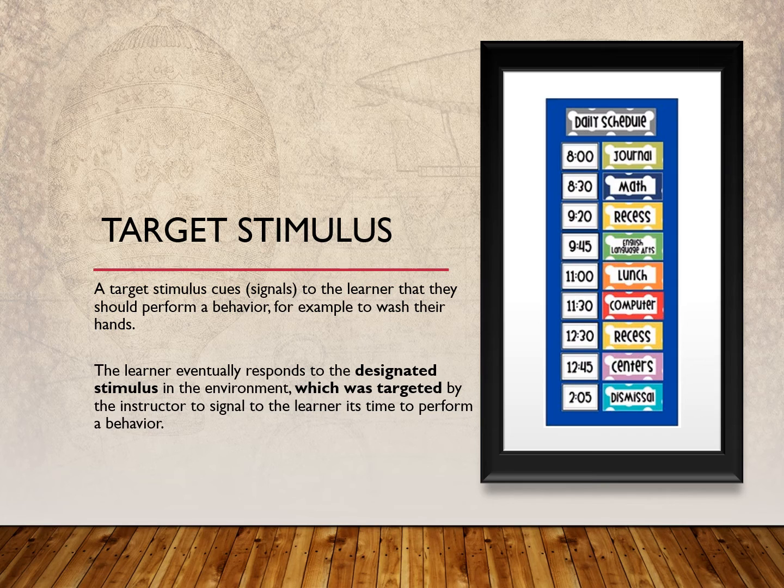So for example, a schedule is something that can be targeted in the environment that will signal to the learner that it's time to go to recess or go to centers or go to the computer. It's been signaled and isolated as the stimulus to cause the behavior to occur.